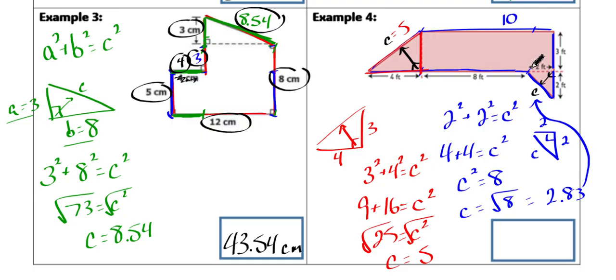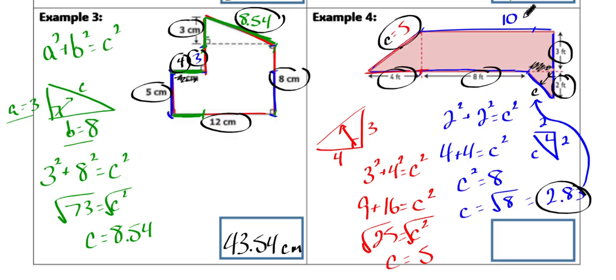That's all my sides. Don't include this 2. Remember, it's just the outside of this shape. I'm actually going to erase this part too, just to make it clear that I'm not highlighting that. It's just the border of the shape going around the outside. Adding up 5, 4, 8, this 2.83, this 2, 3, and 10 gives me 34.83 feet.